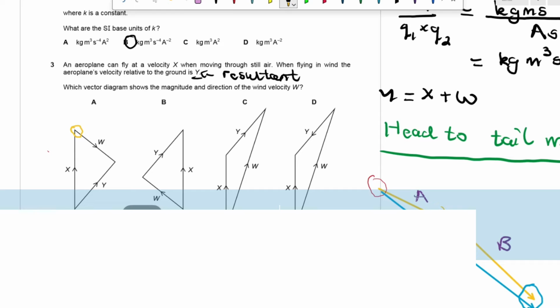Then the resultant of Y is going to come from the tail of this vector to the head of the other vector, and that's okay. So our answer is going to be A.